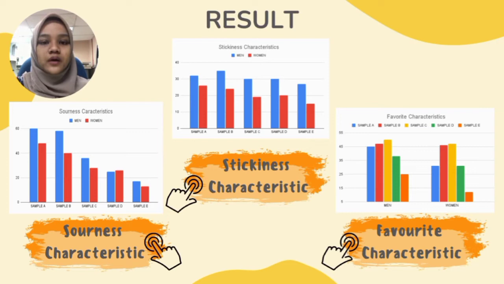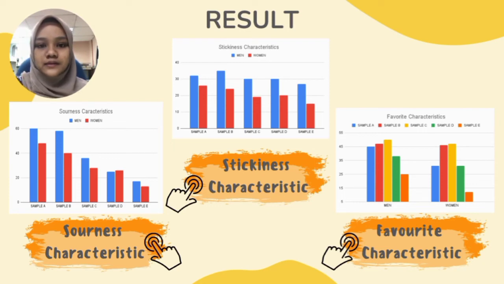Based on our graph of sourness characteristic, it shows that sample A has the highest rating from our respondents, while sample E shows the lowest value. Thus, we can conclude that sample A has a very strong sour flavor based on our respondents' rating. Next, from our second graph, sample B has the highest number of ratings from our respondents, while sample E has the lowest number of ratings. This graph is mainly about the texture of the sample, whether it is sticky or not. Thus, based on the results, we can conclude that sample B has the most sticky texture compared to other samples based on our respondents' opinion.